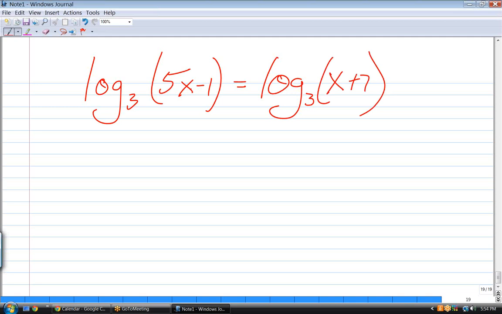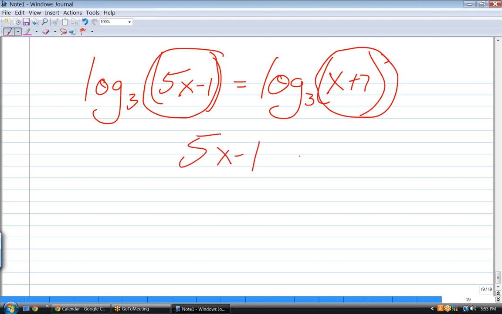You could divide both sides by log base 3. Yeah, it's okay to look at it like that, and that gets the job done. You end up with the right answer, 5x minus 1 equals x plus 7. But you're not really dividing both sides by log base 3. However, it's certainly correct to say that if the log base 3 of one entity equals the log base 3 of a second entity, then you can equate the entities. It's okay to do this.